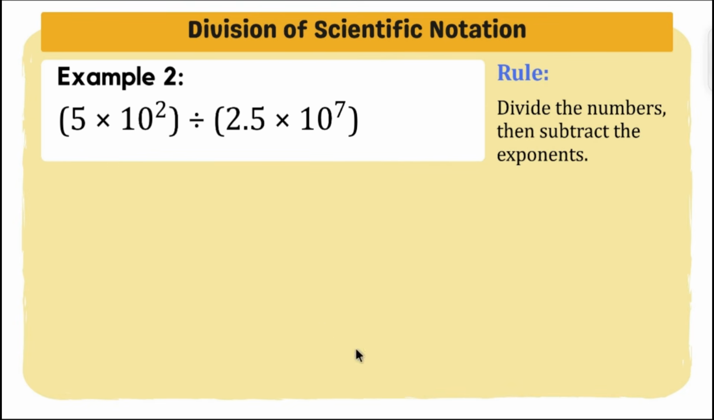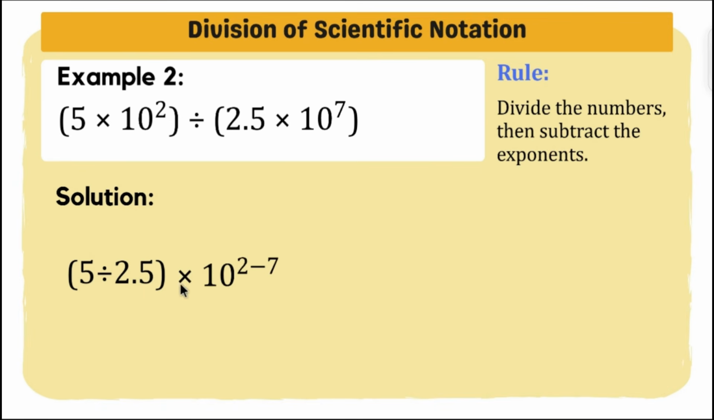Okay, example number 2, we have here 5 times 10 raised to 2 divided by 2.5 times 10 raised to 7. Okay, so i-divide lang po natin yung numbers. We have here 5 divided by 2.5 and then we will subtract the exponent. Okay, so we have times 10 raised to 2 minus 7. 5 divided by 2.5, the answer is 2, and then 2 minus 7, the answer is negative 5. So our final answer is 2 times 10 raised to negative 5.